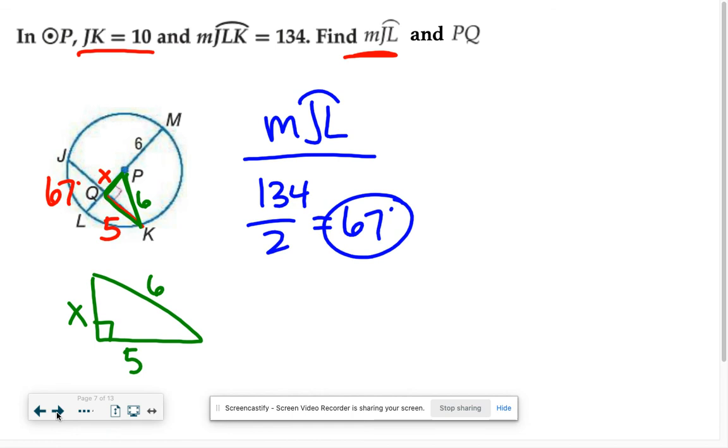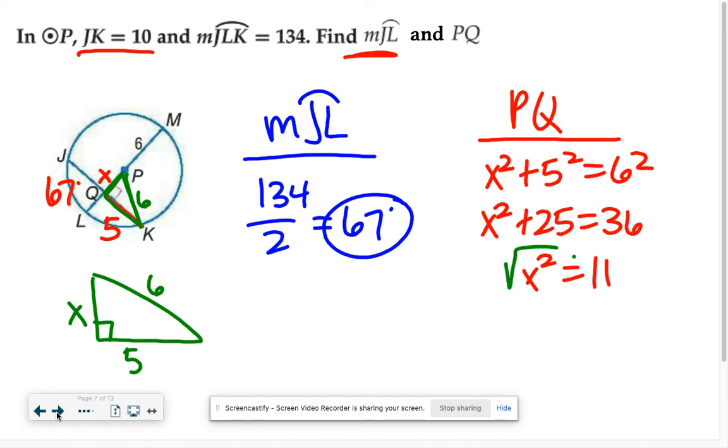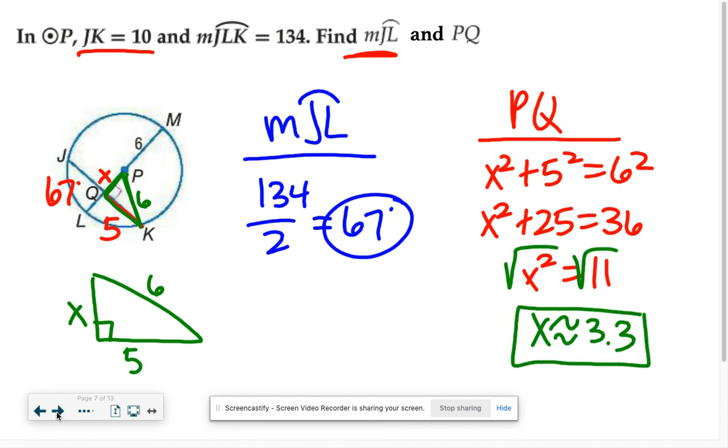And now you have your favorite theorem that you've used all stinking year. Pythagoras. So x squared plus 5 squared equals 6 squared. And now we just crunch out our numbers. Take the square root. We should get x is about 3.3. There we go. And that's that.